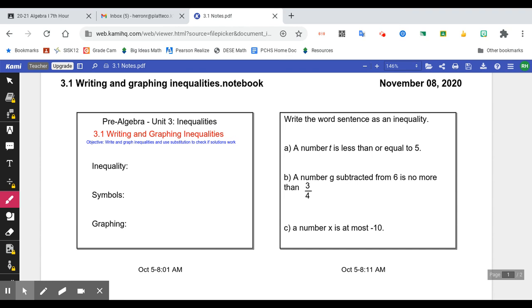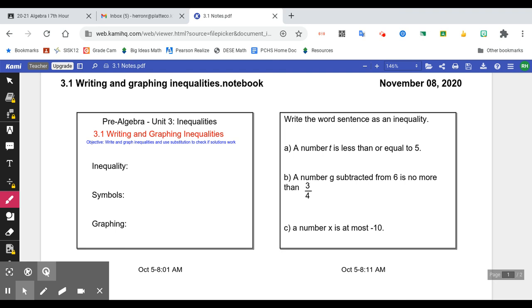Hi guys, so we are going to move on to Unit 3, which is writing and graphing inequalities. So let's go over a few vocabulary things before we talk about the lesson itself. Inequalities would be the exact opposite of what we were doing in Unit 2, which is equations, right?